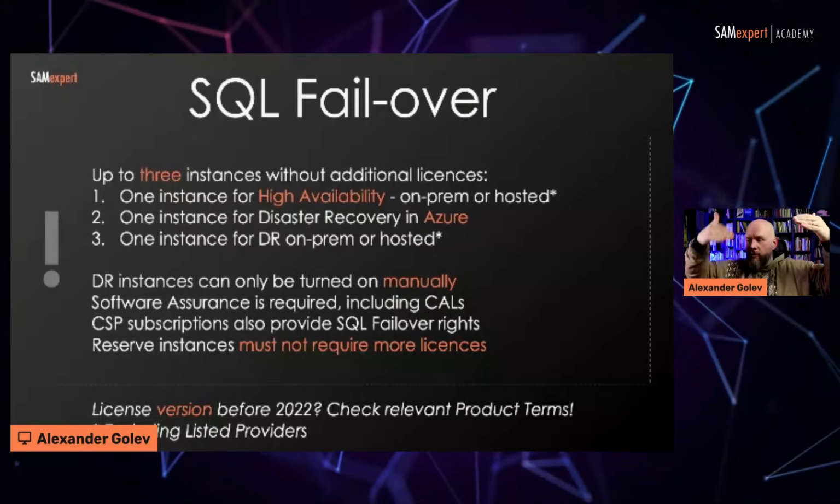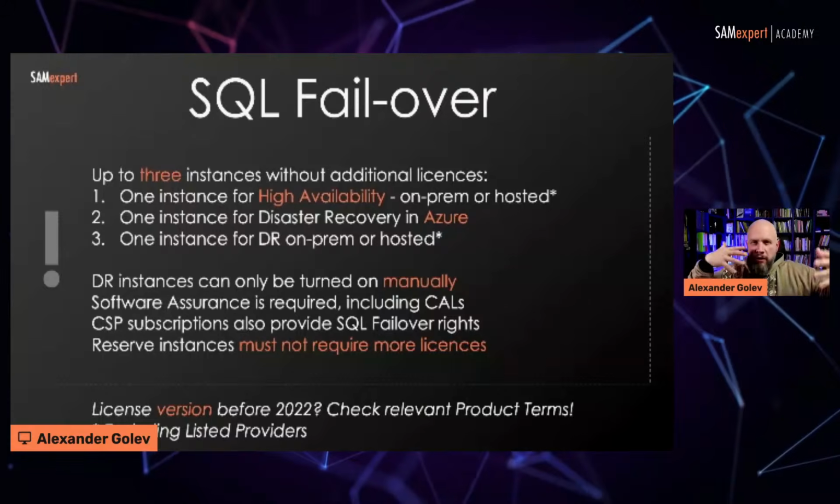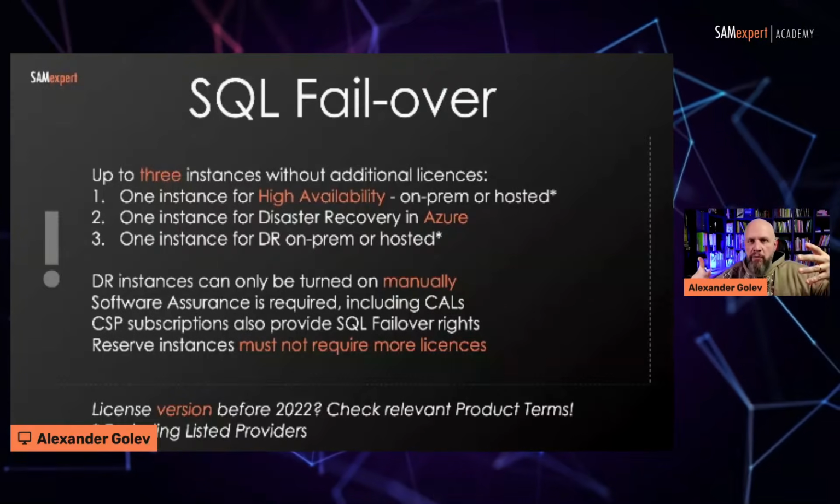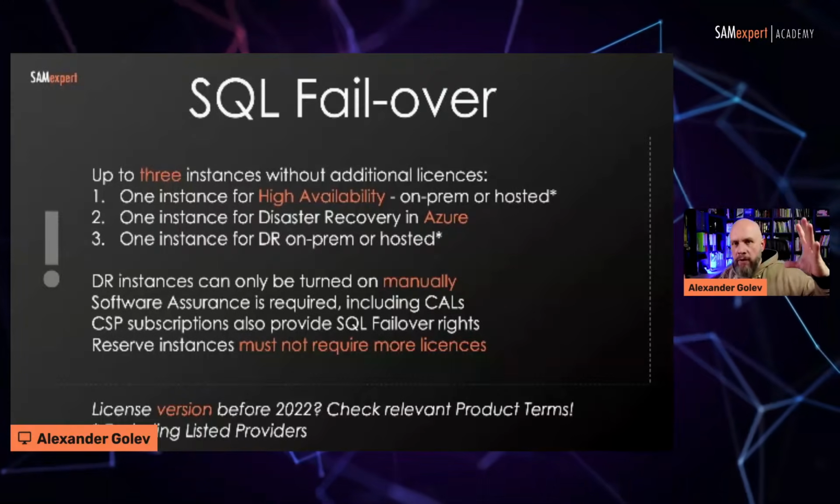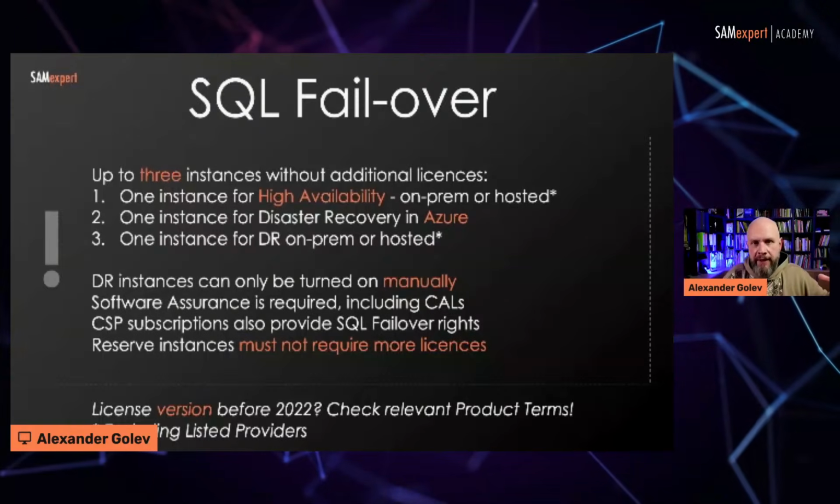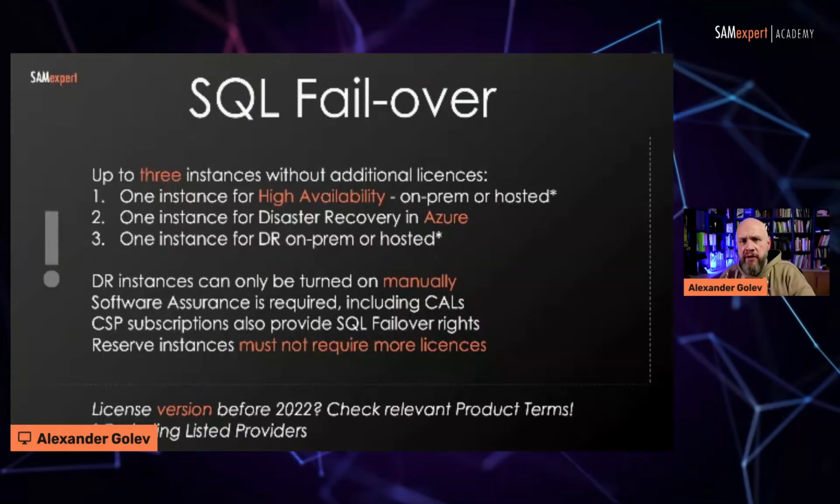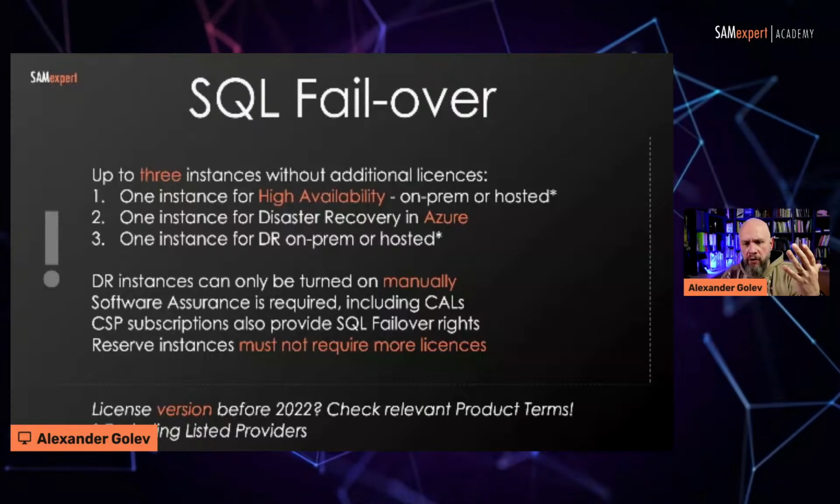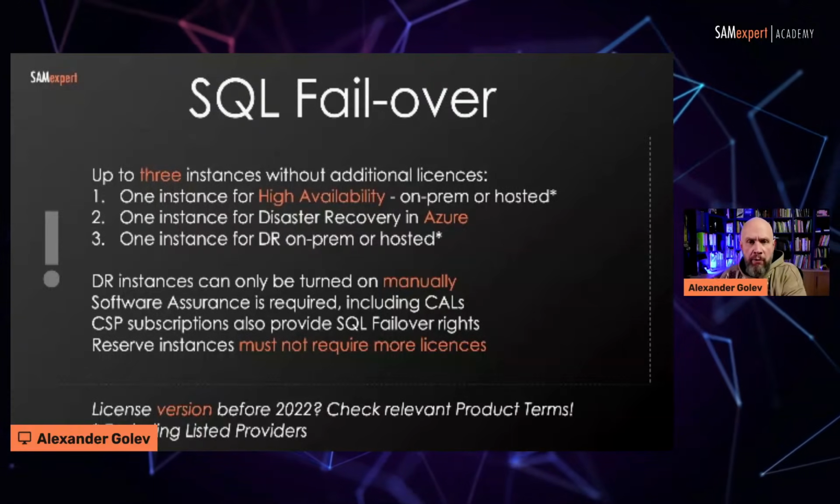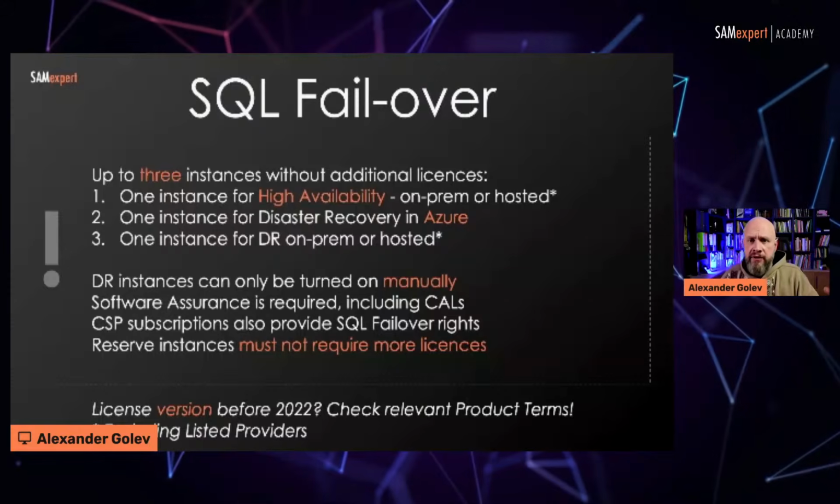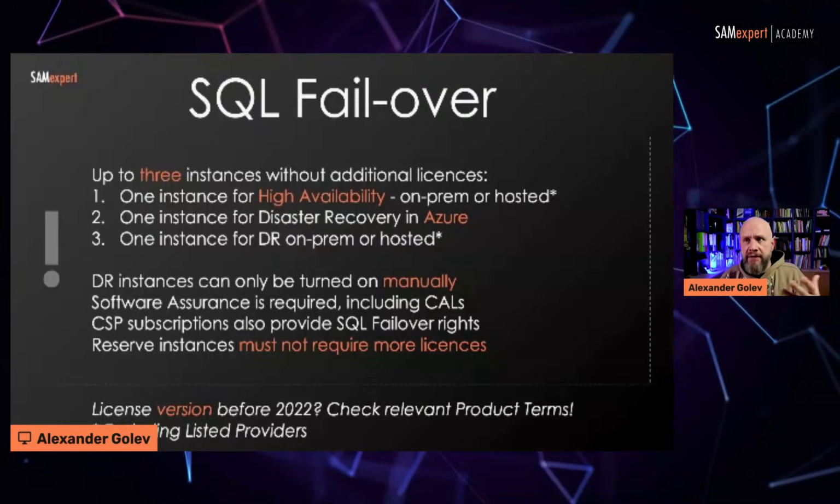So 8 cores, 8 cores, 8 cores, 8 cores. See what I mean? So your reserve node may not be more powerful than the one that you're protecting. But normally, as admins do this, they usually deploy almost an identical copy of the original instance. And therefore, that problem just doesn't exist.